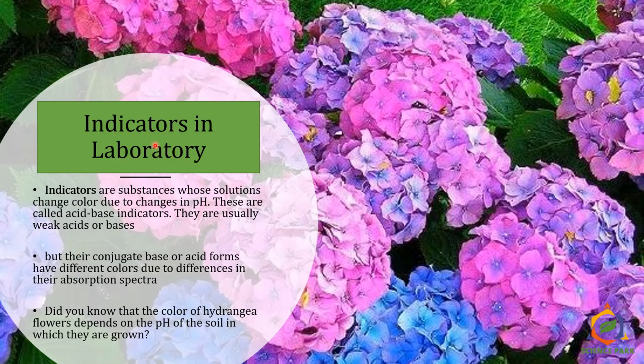Now we use some indicators in laboratory to find out whether the given solution or substance is acid or base. Now what are these indicators? Indicators are substances whose solution changes color due to changes in pH of the solution.